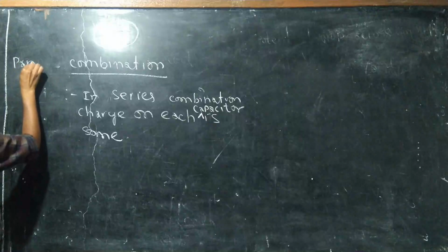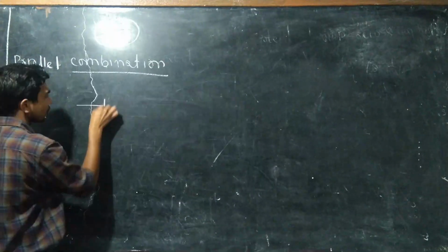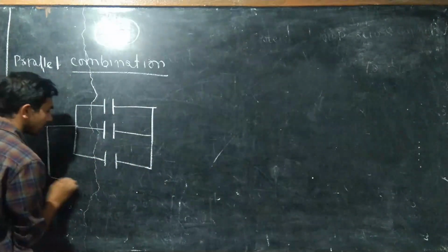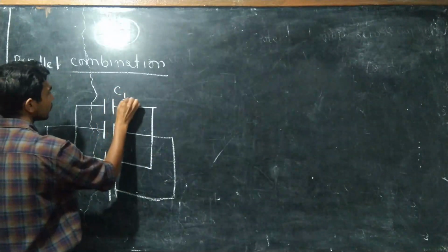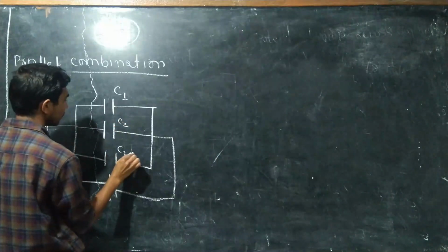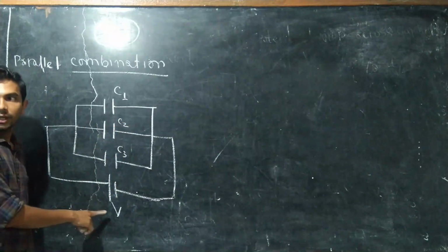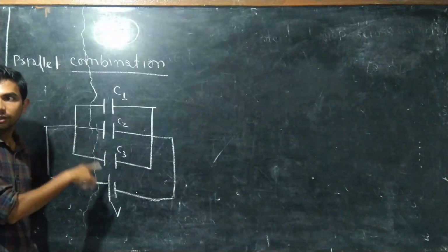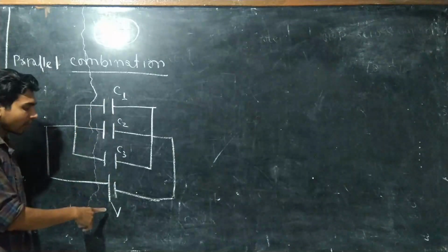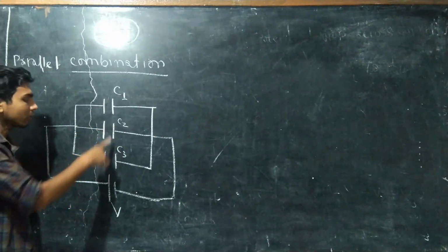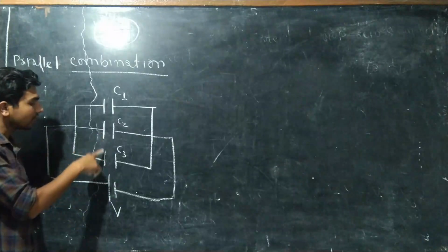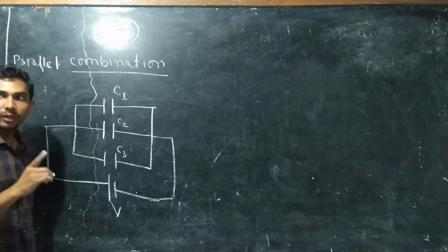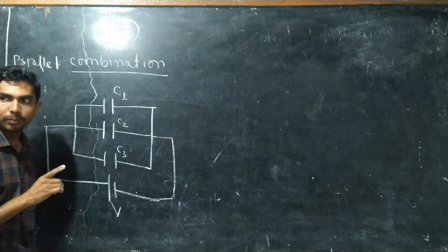So next one is parallel capacitor. Suppose capacitors are connected like this. This combination is known as parallel capacitor. Suppose this one is your C1, this is your C2, this is your C3. All capacitors are connected through the same battery, so the potential drop across each capacitor is same. This capacitor is connected across battery of potential V, C2 is also connected across battery of potential V. So in parallel combination, potential drop across each capacitor is same.